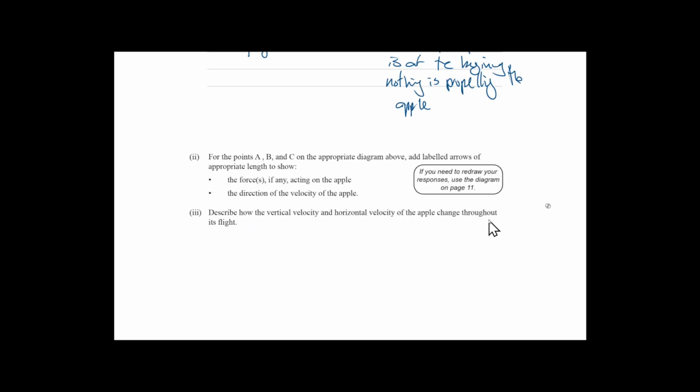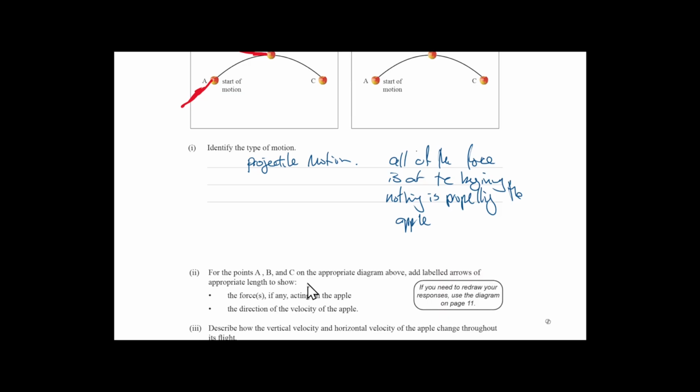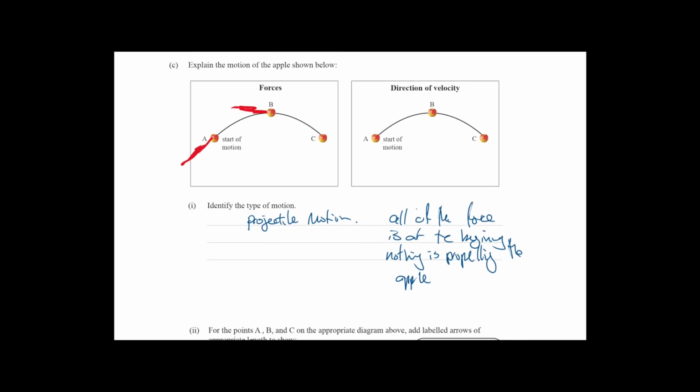Okay, so now they want us to describe the points. So they want the forces, if any, acting on the apple, and the direction of the velocity of the apple. So I guess we need to remove these rocket engines. So the forces that are acting on the apple, well, once a projectile, the only thing acting on it is the force from gravity. That's it. There's no other forces. You fire it off and let it go.